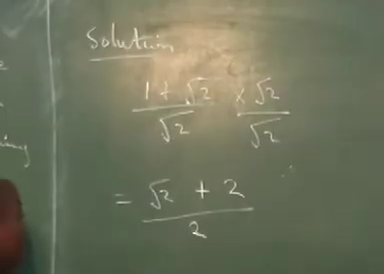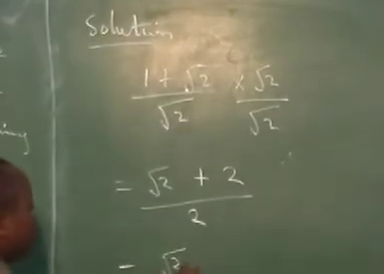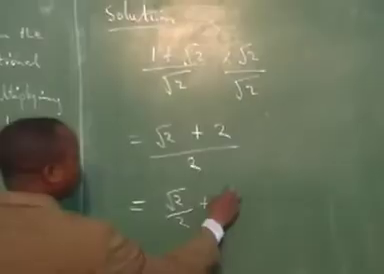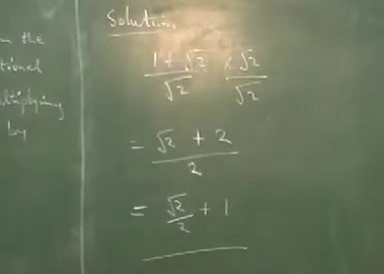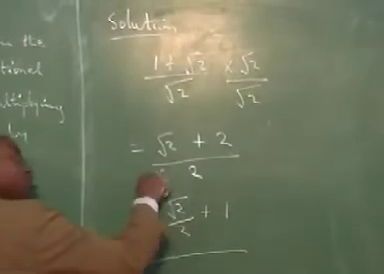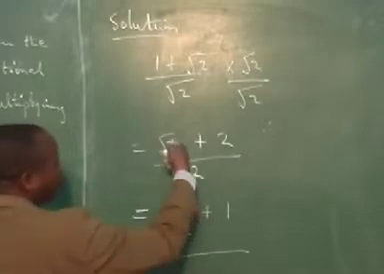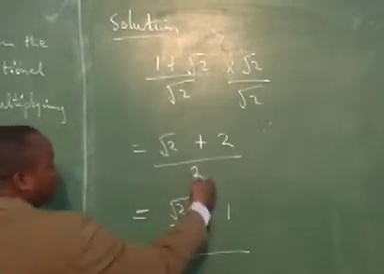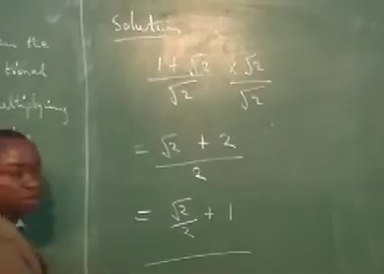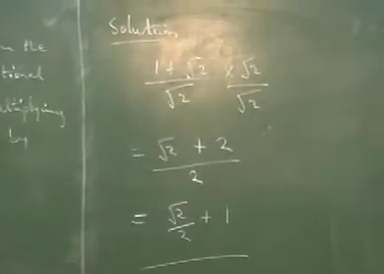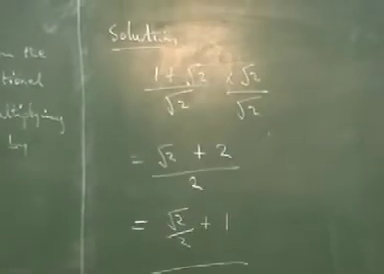So the answer will be root 2 all over 2 plus 1. If I keep it this way, it's correct because this 2 is dividing everything here. So root 2 divided by 2, and then 2 divided by 2 here is 1. So that is how we can do it. It's very simple to follow.